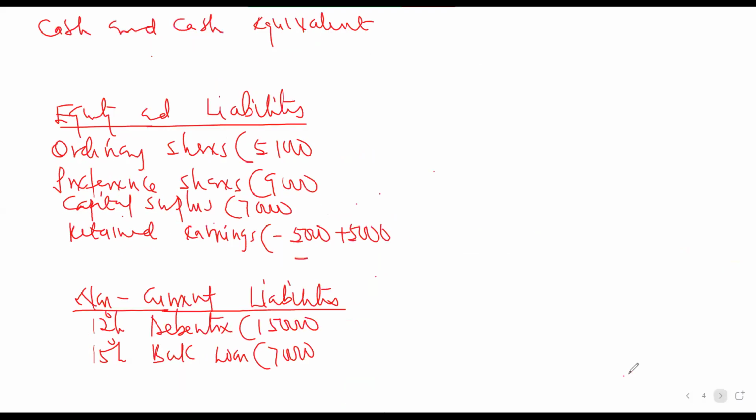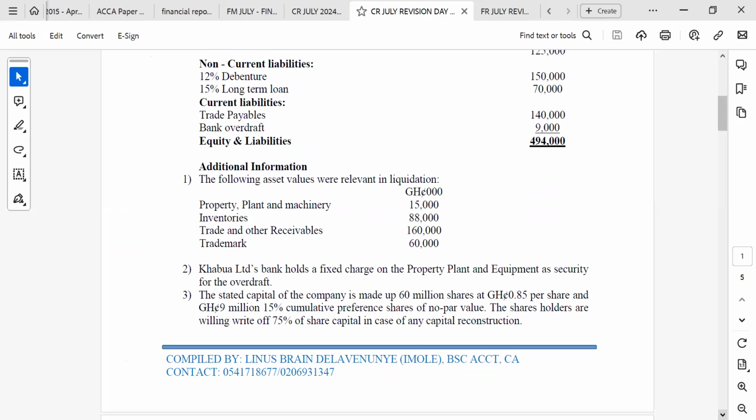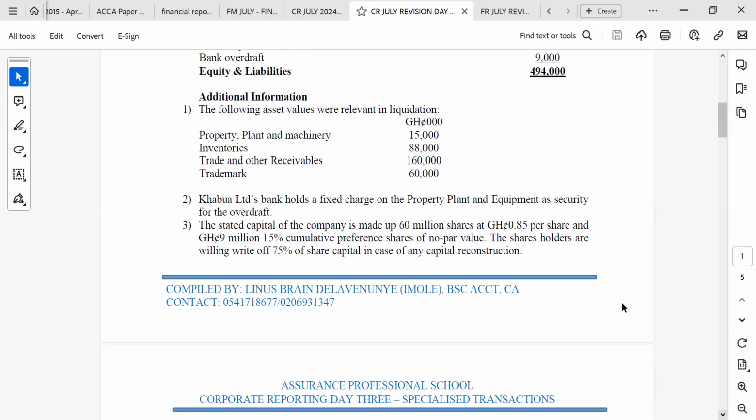All right. So we are done with, we have written off the goodwill already. So let's now take this. Point 2 is not relevant for us, because that is relating to what? Liquidation. We don't have a problem with that. Let's come to 3. Auntie Agnes, are you there?